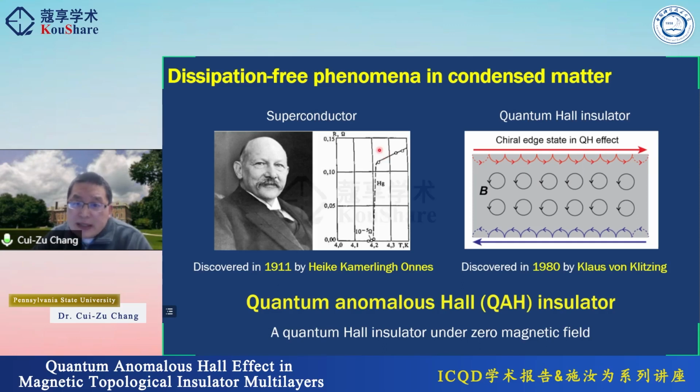So we know that there are two phenomena in condensed matter physics showing zero resistance. The first one is the well-known superconductivity. It was first discovered by Heike Kamerlingh Onnes in 1911. And the second dissipationless phenomenon is the quantum Hall effect. It was first discovered by Klaus von Klitzing in the 1980s.